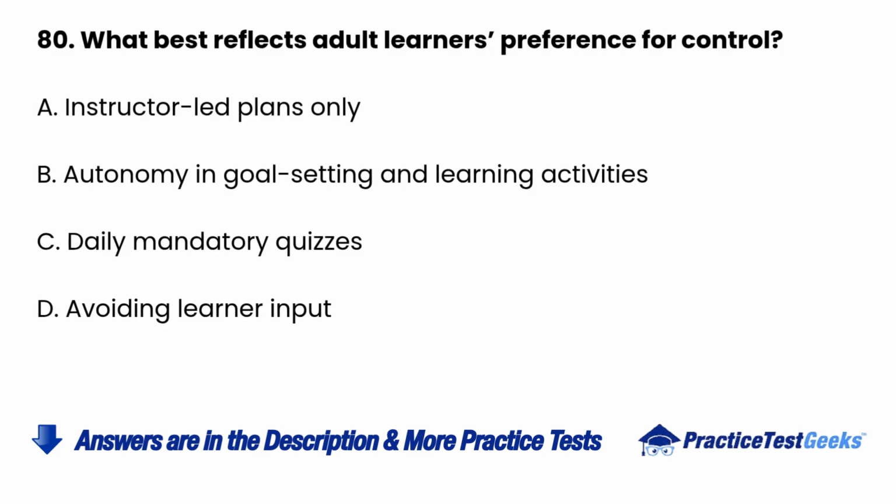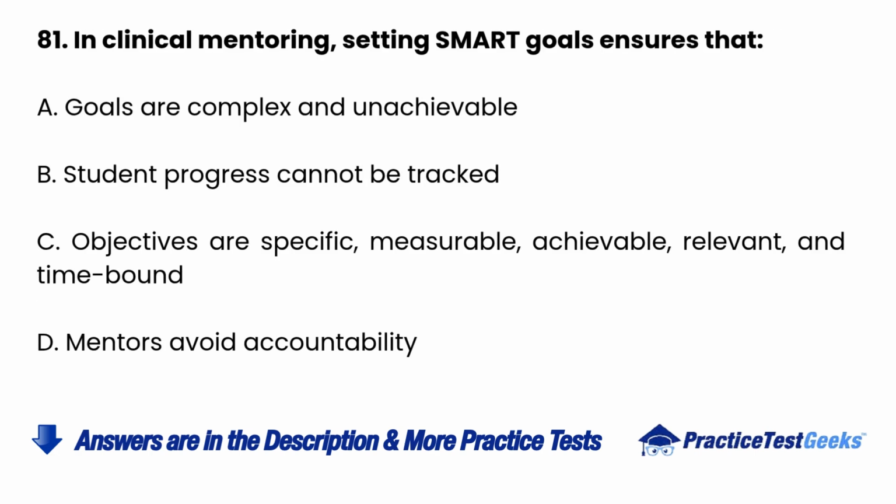80. What best reflects adult learners' preference for control? A. Instructor-led plans only. B. Autonomy in goal setting and learning activities. C. Daily mandatory quizzes. D. Avoiding learner input.